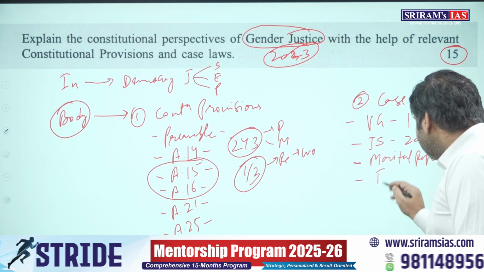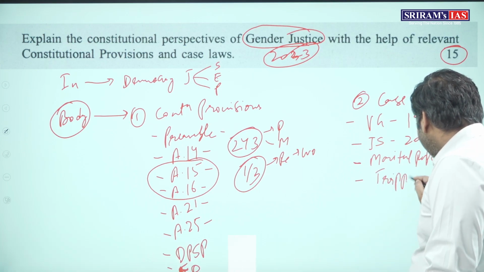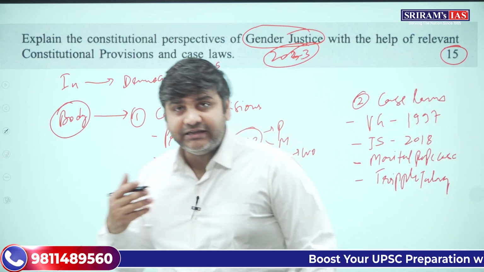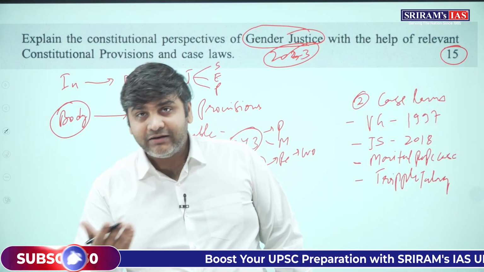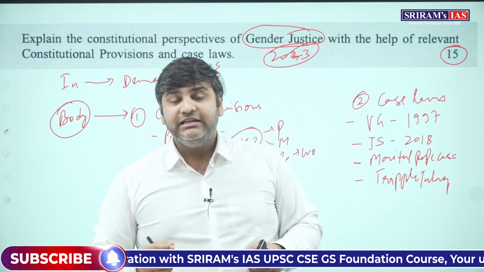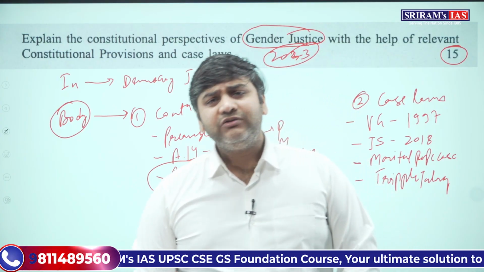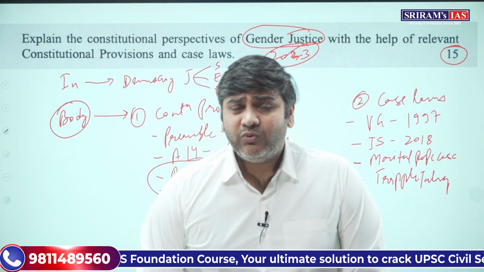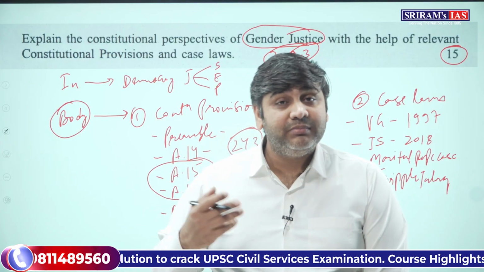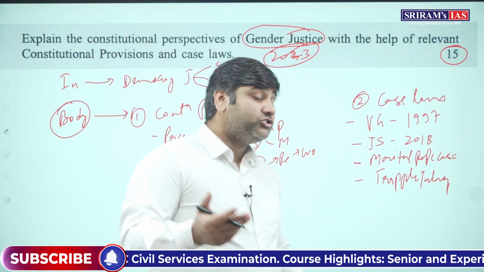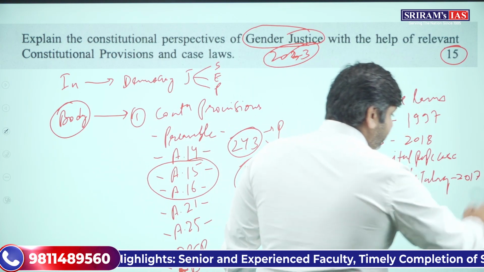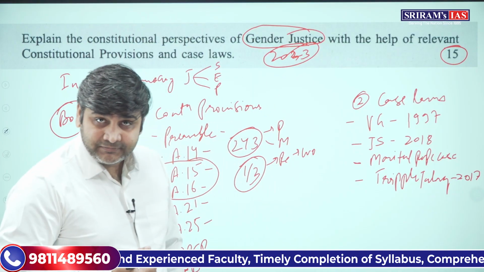Then you have the triple talaq case. Now the triple talaq case was against the dignity of a woman, where the husband says talaq three times and he is relieved of all kind of responsibility towards the woman. Now this is squarely against equality in society and against the dignity of women. That triple talaq, talaq-e-biddat, was declared unconstitutional by the Supreme Court. That was in 2017. The Parliament has also made a law on this.